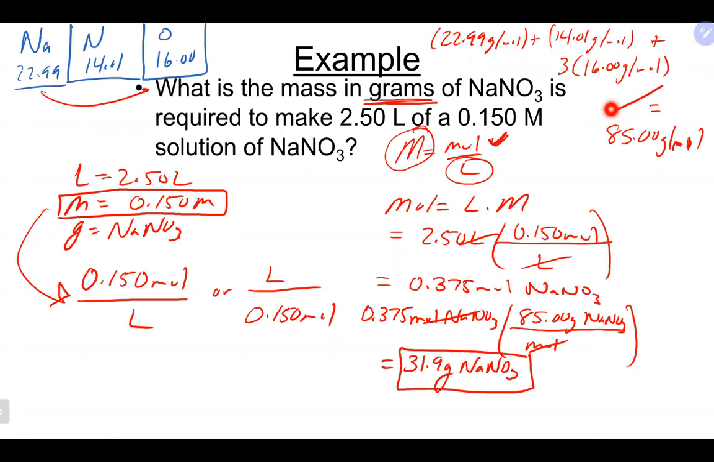Any questions on that calculation there? So basically what this means, if you weighed out 31.9 grams of sodium nitrate, dissolved it in enough water to make 2.5 liters, mix it up really well, you would have a solution that has a molarity of 0.15 molar, basically. Any questions on any of those steps there?